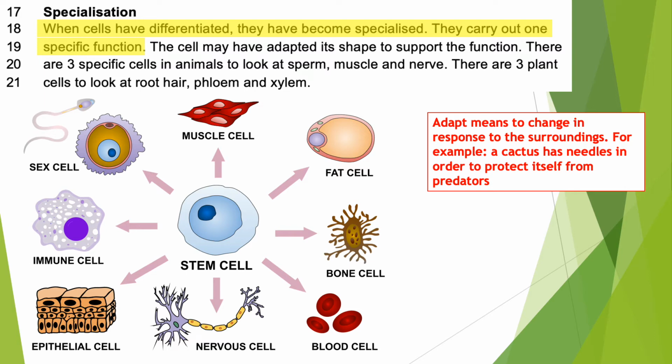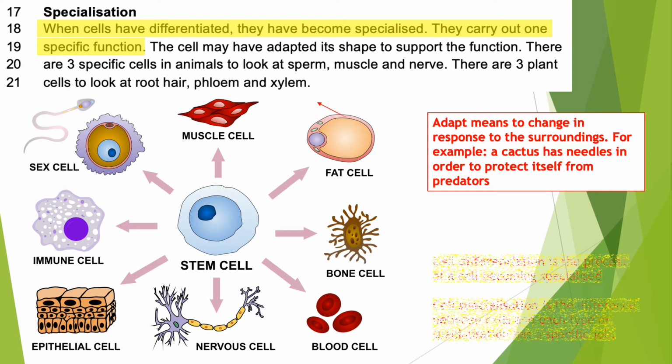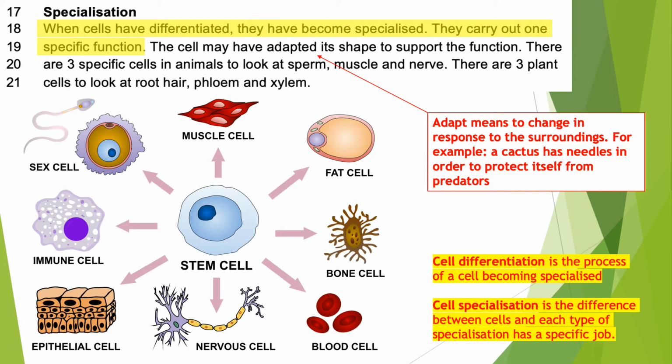All right. There are three specific cells that we're going to look at. In animals, we're going to look at sperm, muscle, and nerve cells. And then in plant cells, we're going to look at root hair cells, phloem cells, and xylem cells. Okay. So before I move on, because like I said, I'm going to talk about differentiation, we're going to talk about specialization, and then we're going to look into the specific cells. I just want you to make sure that you have these specific definitions down, okay?